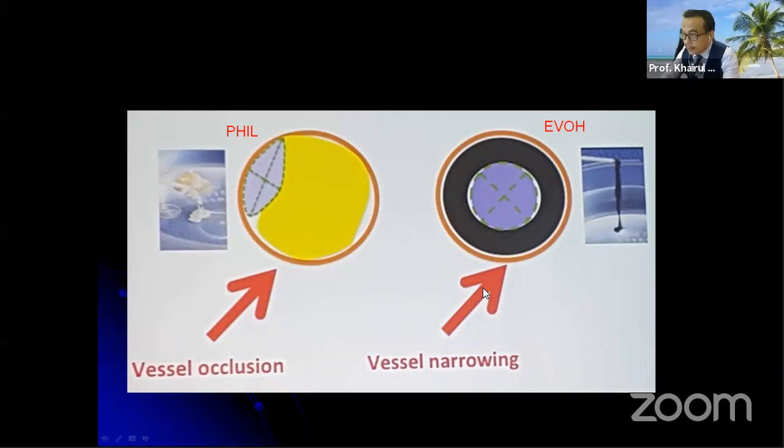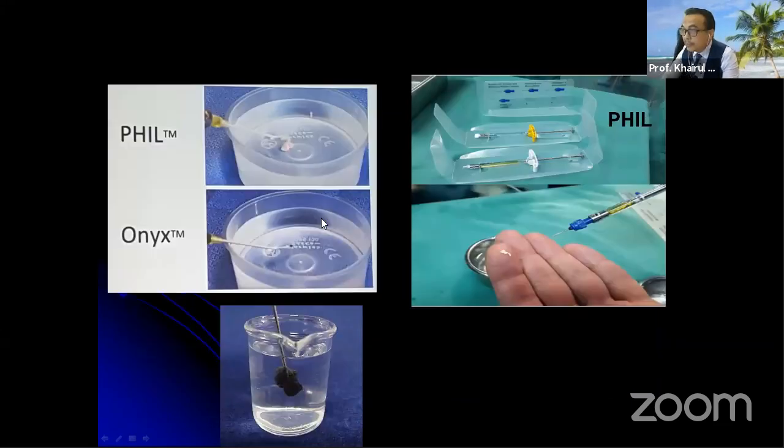Okay, again, we feel this is more like occlusion, whereas the other we call layering to the vessel wall. This is also important in decision making. This is how it behaves when it comes to the saline, it's like brittle.